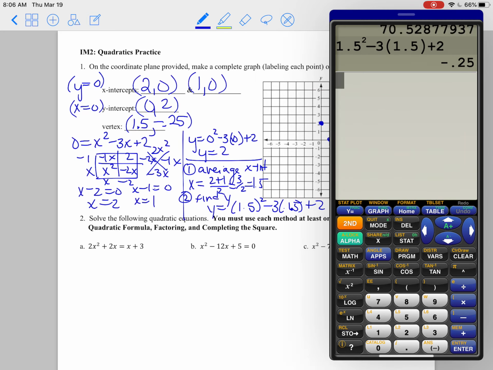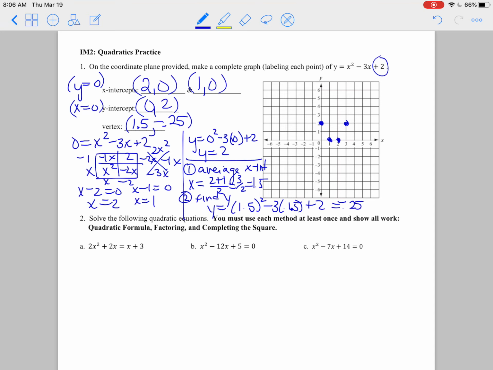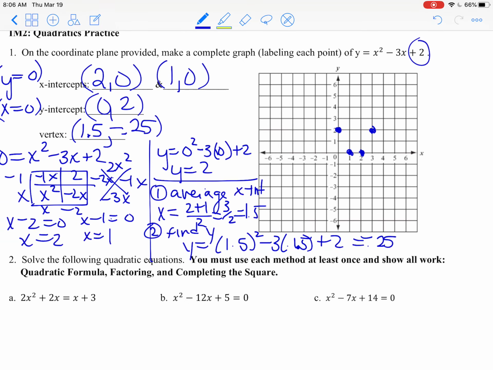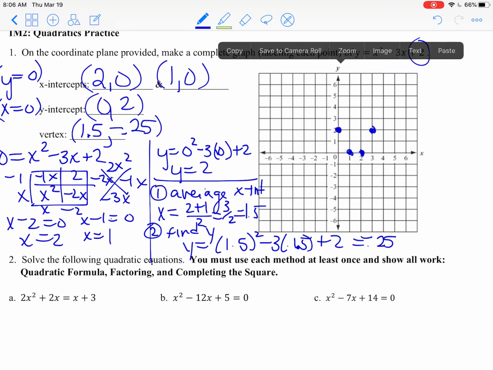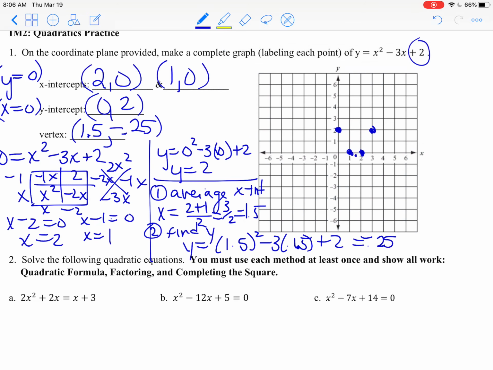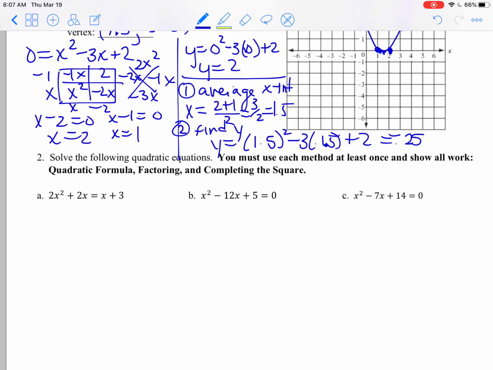Okay. So I know you can't figure out exactly where negative 0.25 is, but if you go right in the middle and just put a little point right below there. And then connect your points. And there's your parabola. Alright.